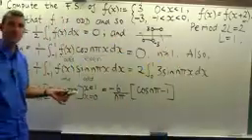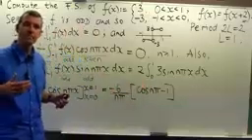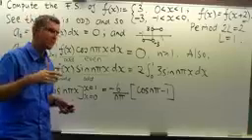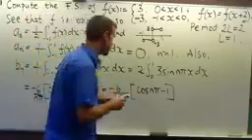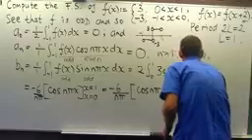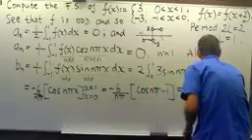Okay, so what do we do now? Well, we can clean this up a bit. Cos n pi goes positive 1, negative 1, positive 1, negative 1. So cos n pi is actually the following. You can write it in the following way. It's an oscillating sequence.